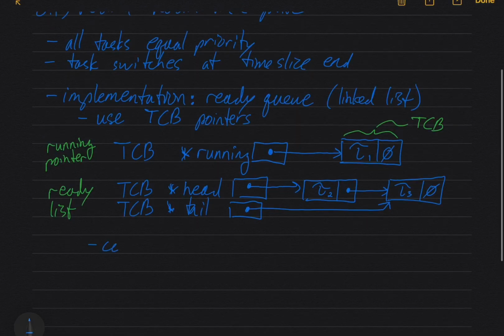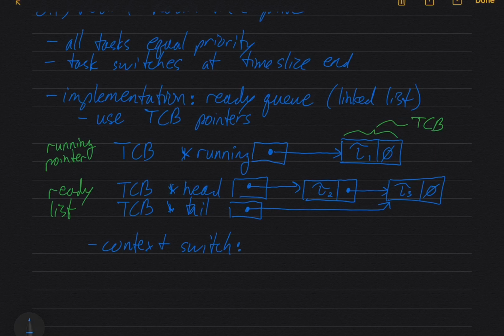When we have a context switch, so say task 1's time slice ends, we want to add it to the ready list, so we'll insert it at the tail after task 3, and then we will dequeue task 2 from the head and have the running pointer point to it. So the main purpose of the running pointer is just so that you don't lose the current task that's running. You need some information about which task that is. Otherwise, everything else you need to know about the tasks are in this ready list.